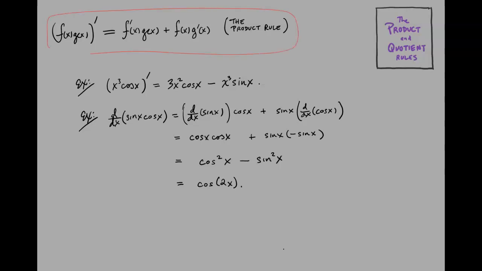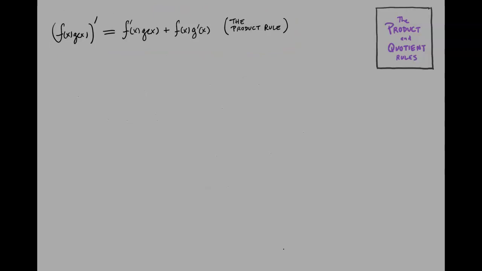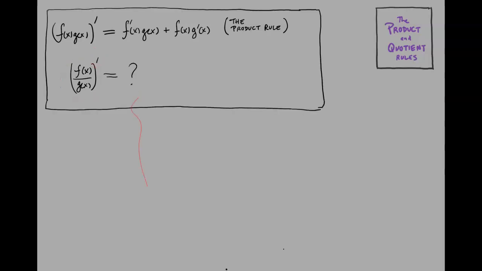Okay, that is the product rule. Very easy to remember and very easy to use. Now we will turn our attention to the quotient rule, which is a little harder to remember, but just as easy to use. We will be looking for the derivative of a quotient. What will that be? We shall soon find out.